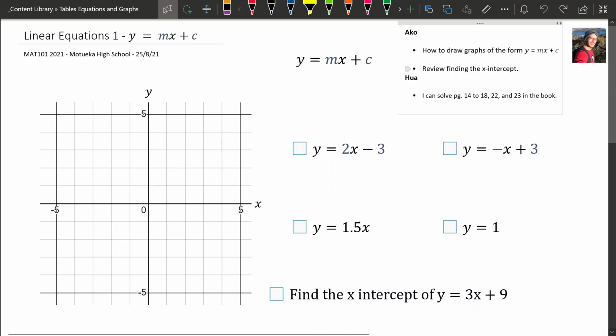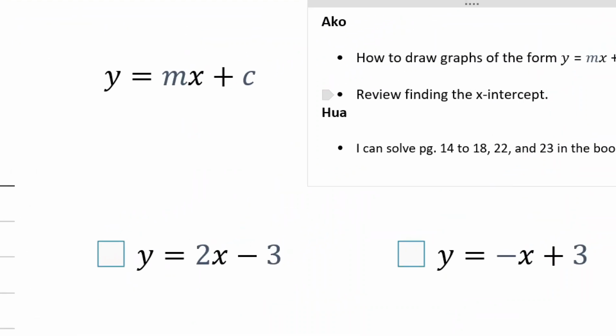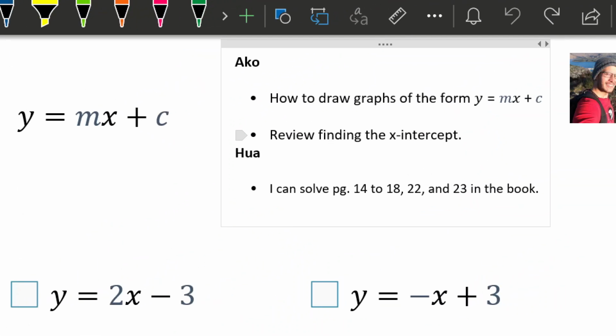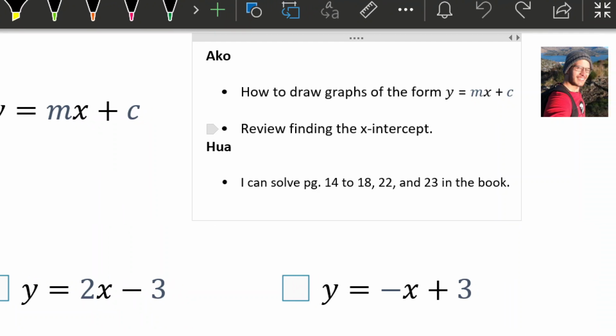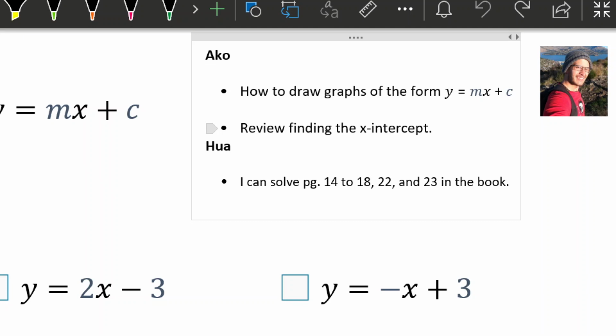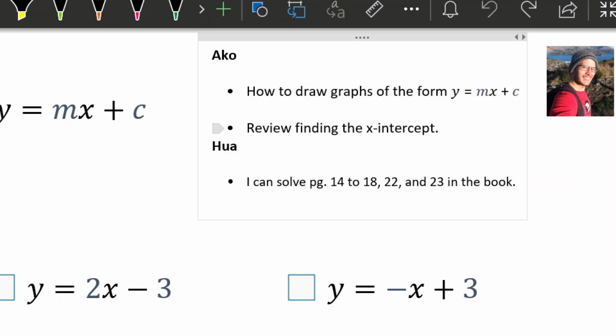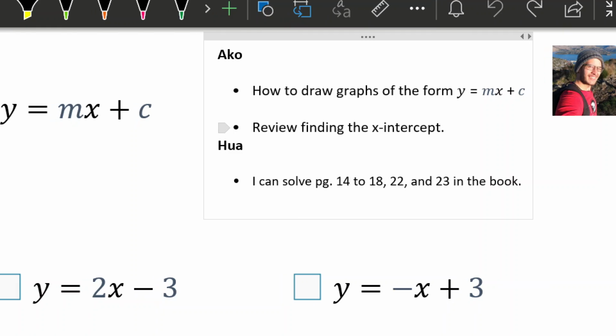Here's a video on linear equations. It's like a class, so we have our learning objective and our success criteria. Our learning objective is how to draw graphs of this form, and we'll be reviewing finding the x-intercept. By the end of this video, you should be able to solve these pages in the book.